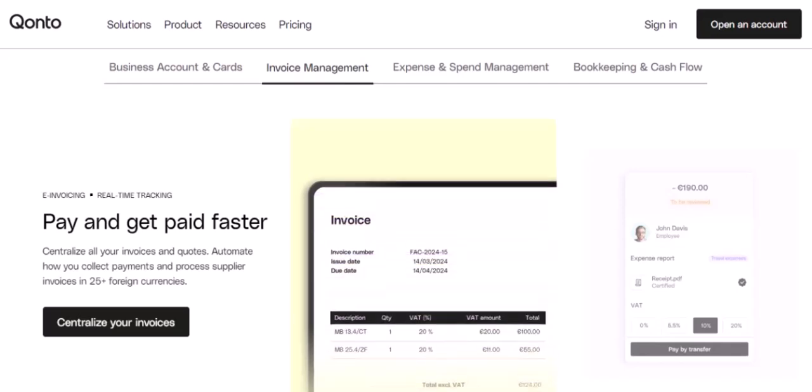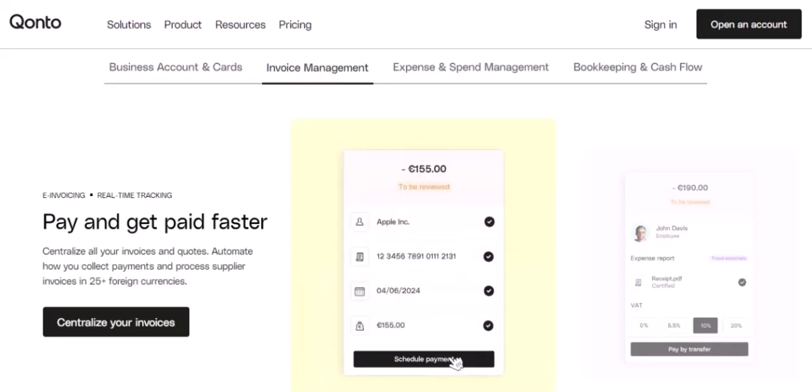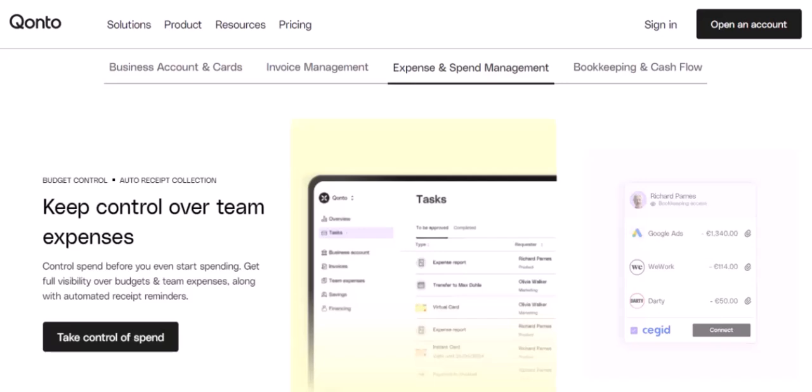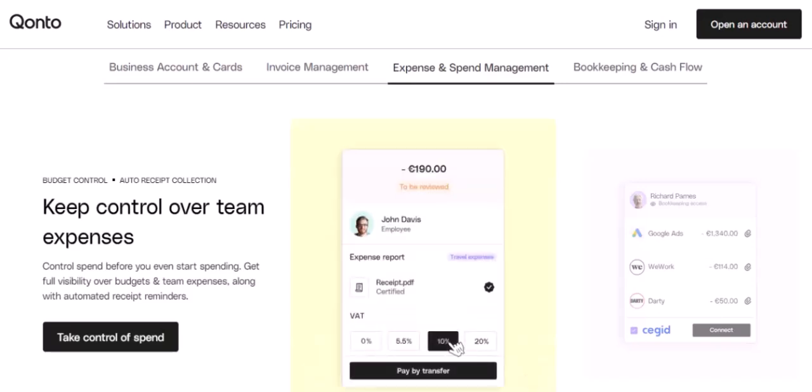Qonto is a French fintech startup that offers business banking solutions. It has gained significant traction in recent years, disrupting the traditional banking industry with its innovative digital platform.